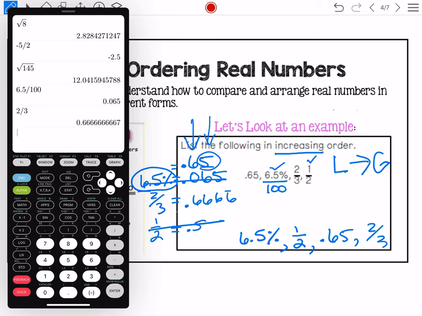So again, increasing means from least to greatest. You could also see ascending. Again, those are terms that we need to know, guys, especially when we're dealing with word problems. All right, so let's look at another example.